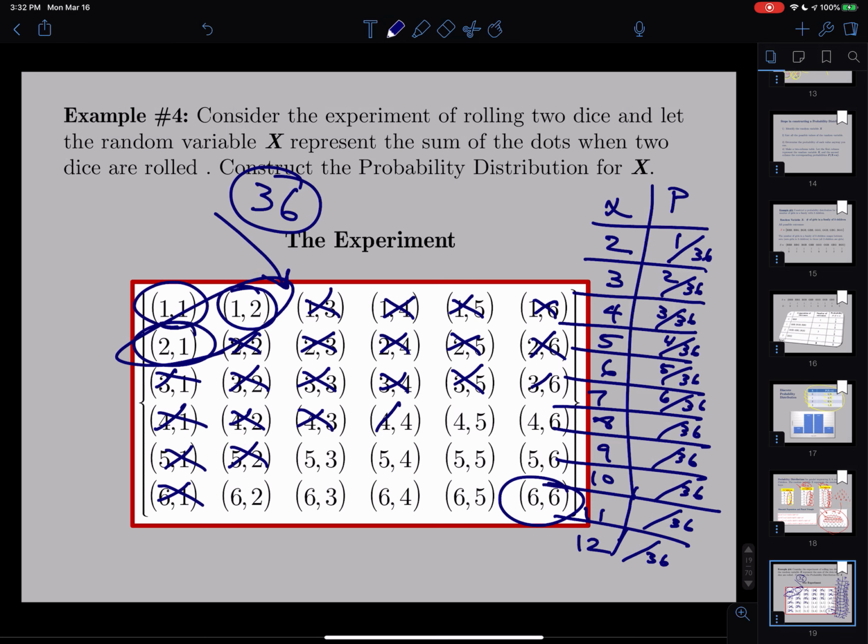2, 3, 4, and 5. So 5 of them add to 8. And you notice how now it goes all the way from 1 to 6, and then it goes back down from 6 to 1. So I don't have to count anymore once I see the pattern. Now it'll just be 4, 3, 2, and 1. And you just constructed the probability distribution for a roll of 2 dice.